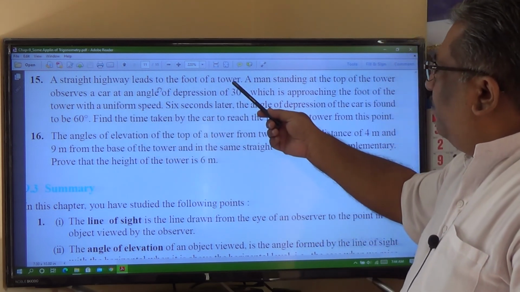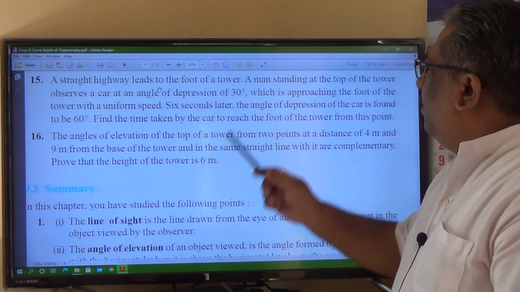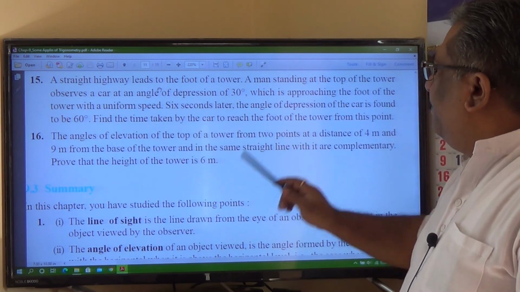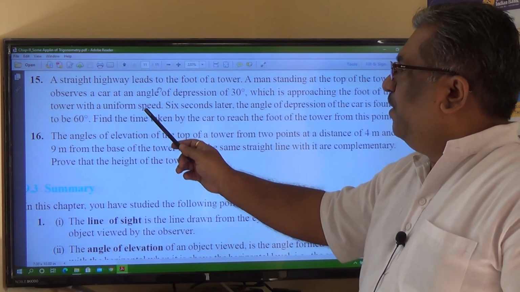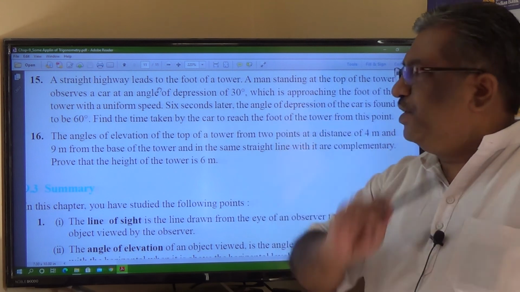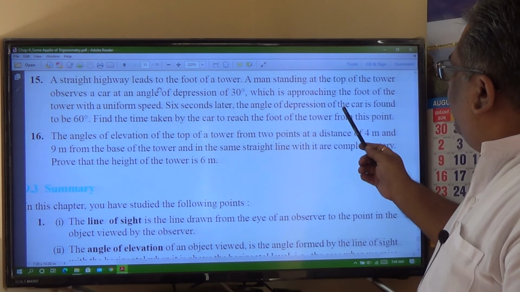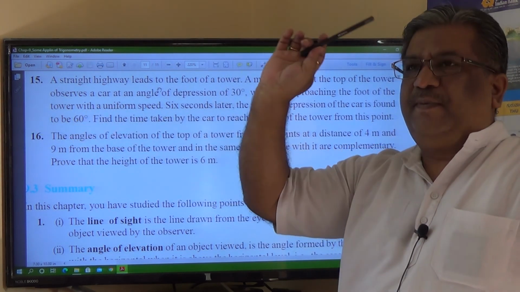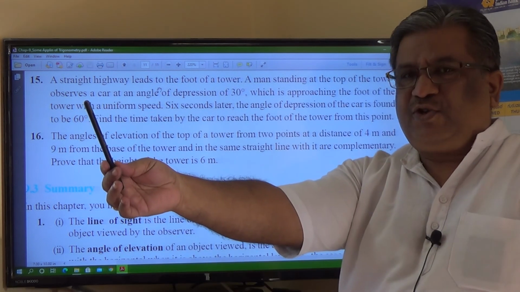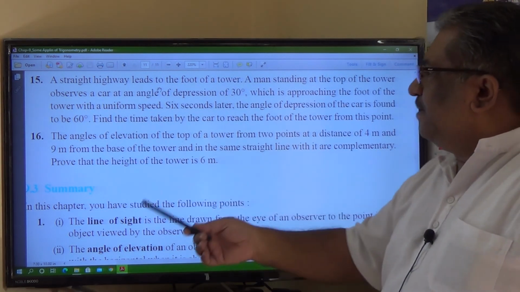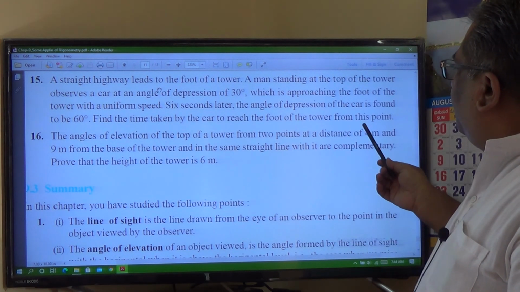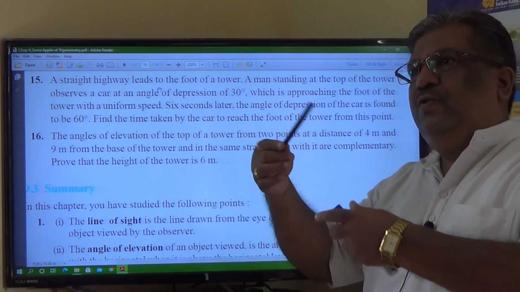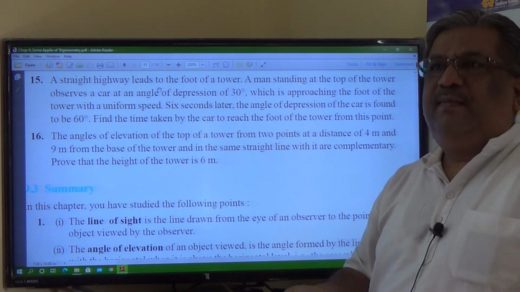A straight highway leads to the foot of a tower. A man standing on the top of the tower observes a car at an angle of depression of 30 degrees, which is approaching the foot of the tower with uniform speed. Speed is constant, not changing. Six seconds later, the angle of depression of the car is found to be 60 degrees. Earlier 30 degrees, farther; after some time the angle of depression changes to 60 degrees, means the car has approached the tower in 6 seconds. Find the time taken by the car to reach the foot of the tower from this point, when the angle of depression was 60 degrees.